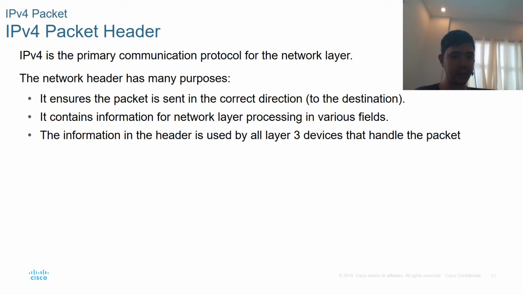The purpose of those added information here in the network layer, or the network header, is to ensure that the packet is sent in the correct direction, and that's because it has that identifier, the address. It contains information for network layer processing in various fields. And the information in the header is used by a layer 3 device like the router that handles the packet. That's a very important concept. The router, which also falls in the network layer, whenever it processes the packet, the very important information that it looks into is the IP address.